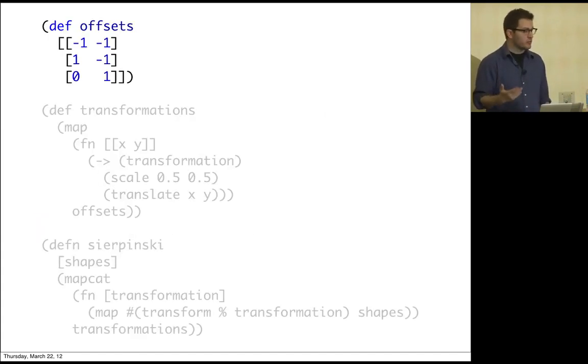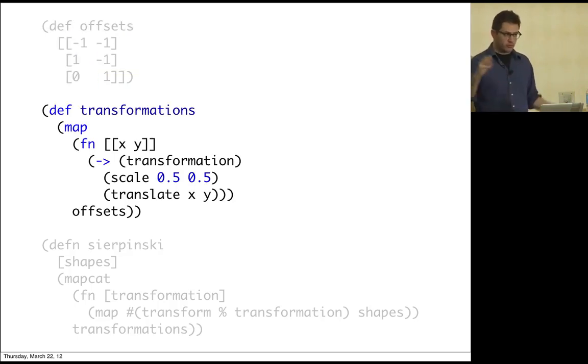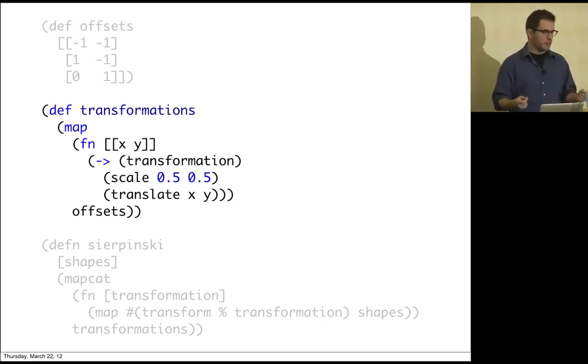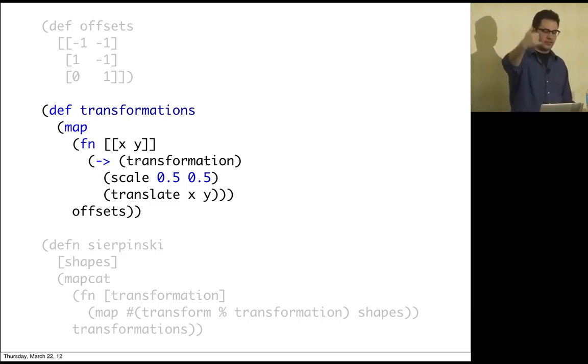So again, we define some offsets, but now we can do something even more interesting. We can define the three transforms, which are shrinking it down and moving it over to the appropriate place, that we're doing over and over and over again. These are data now. And so in this case, we take the offsets, we map over them, we take a transformation, we scale it down, we translate it. And now this is just stored for our usage and potentially our introspection anytime that we want it.